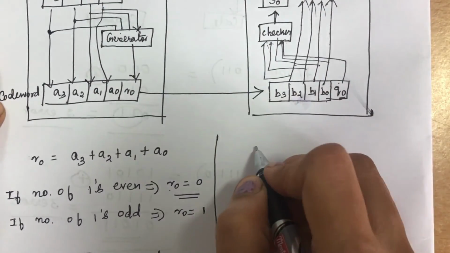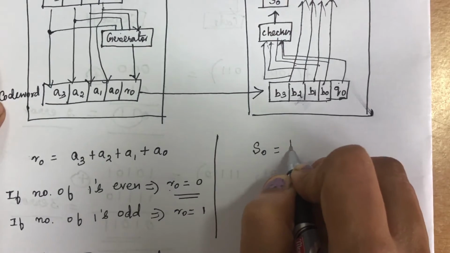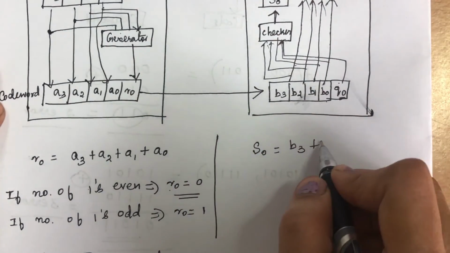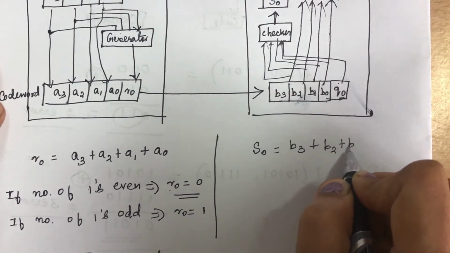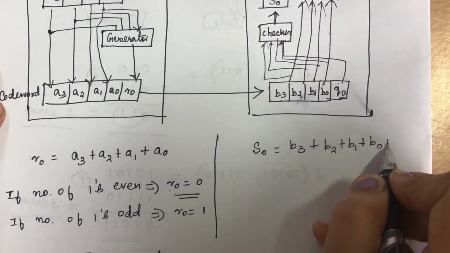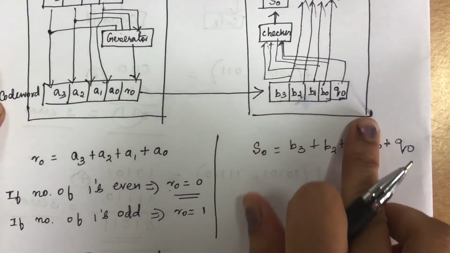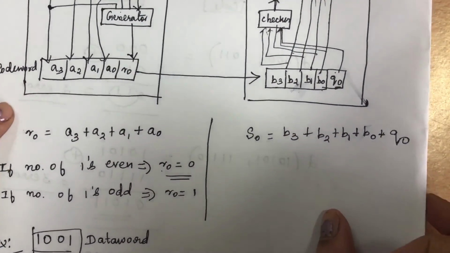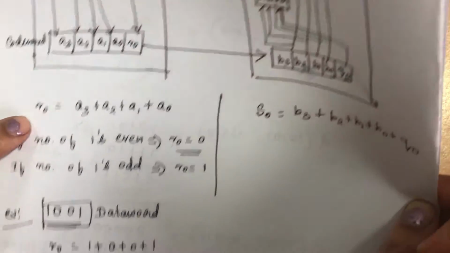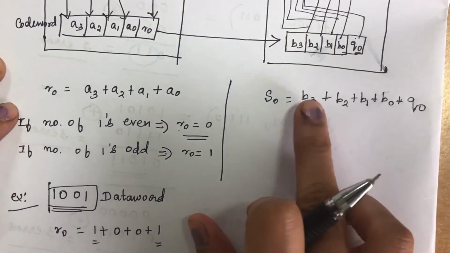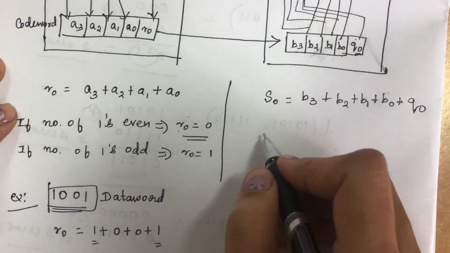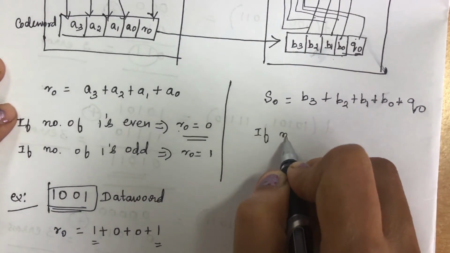So how will we calculate the syndrome S0? We need to add B3, so these are the bits we are receiving, right? B3 plus B2 plus B1 plus B0 plus Q0. We will be following modulo arithmetic. So we need to add all the bits, that is, the number of ones in the received code word.